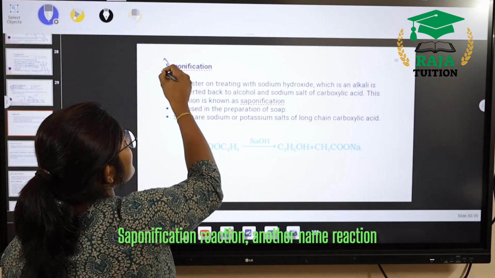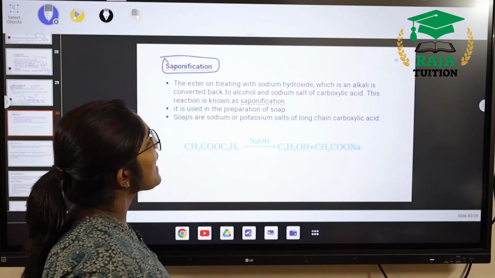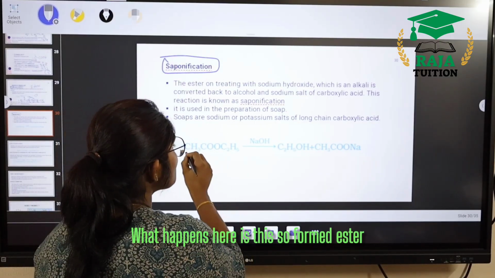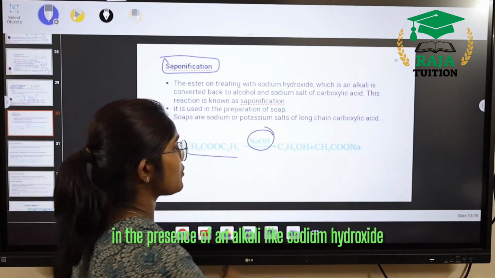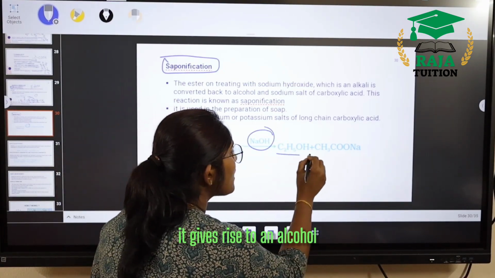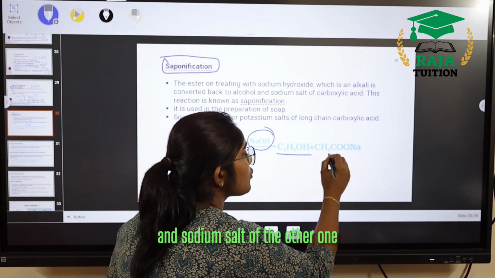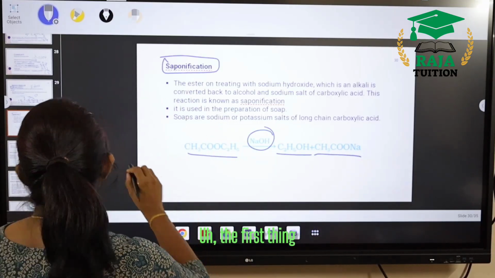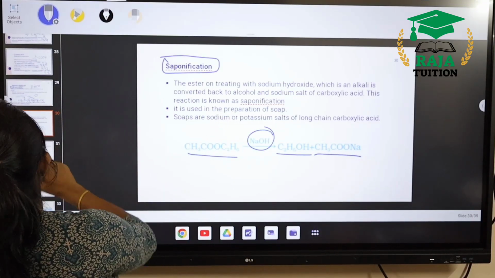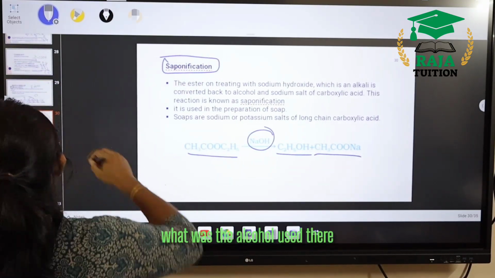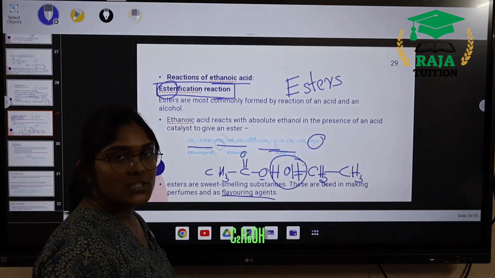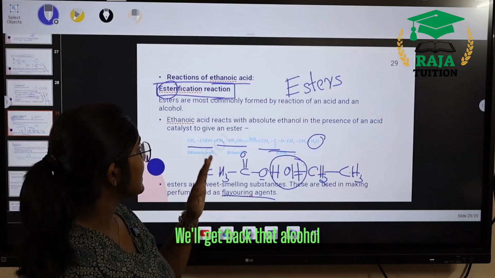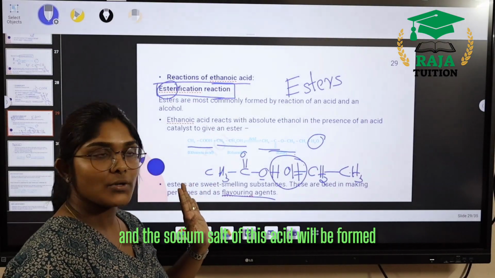Saponification reaction, another name reaction. What happens here is that the ester so formed, in the presence of an alkali like sodium hydroxide, gives rise to an alcohol and the sodium salt of the acid. What was the alcohol used there? C2H5OH. We get that alcohol back and the sodium salt of this acid is formed.